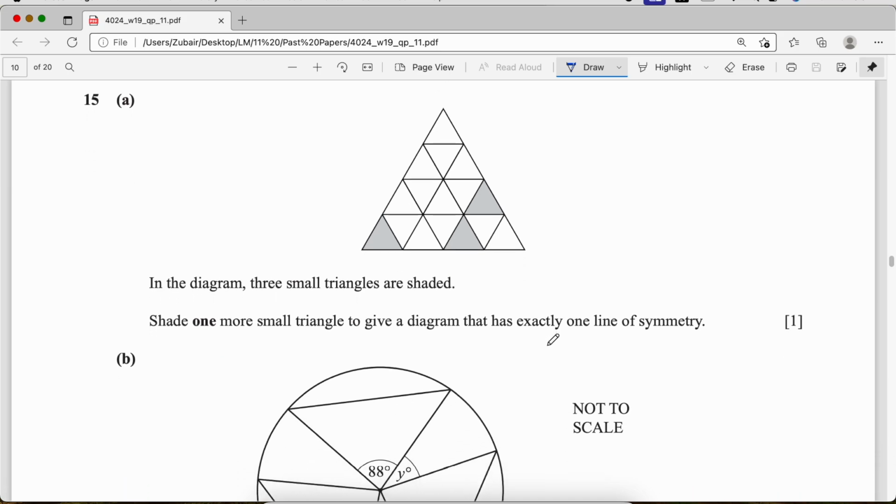In the diagram, 3 small triangles are shaded. Shade one more small triangle to give the diagram that has exactly one line of symmetry. Now in order to have one line of symmetry, I'm thinking for this line I need to shade this, this and this to make it symmetric. So that's not one. Another line of symmetry when I go for this side, and this shows a possibility that I can shade this triangle, and yes, one shaded, and I'm getting one line of symmetry.